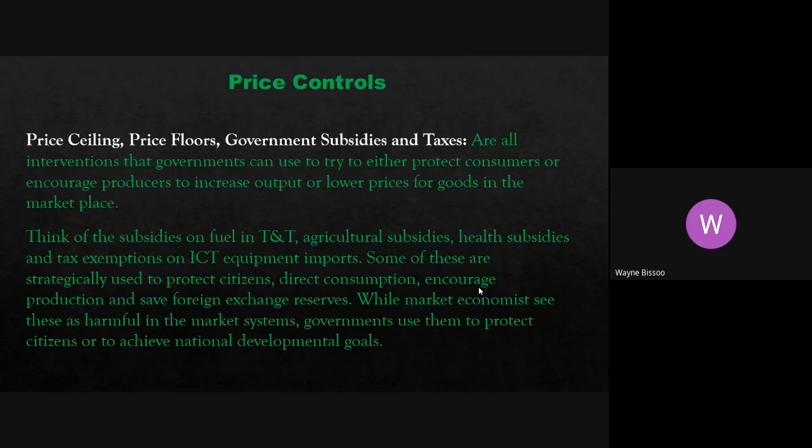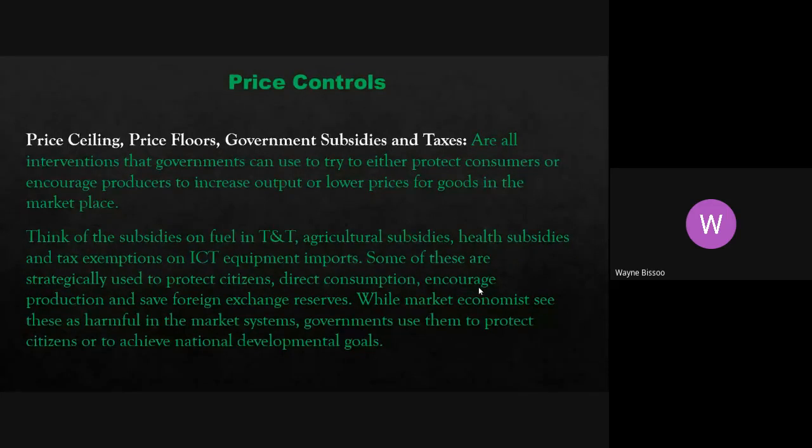And of course, one of the other things that we tend to do is also to try and save foreign exchange reserves. So they would be targeting certain types of goods with taxes to prevent people from wanting to buy them or lower the demand for them, like what they did with the foreign used cars and the new car market. And as I said, it may be because there are certain things happening in the market system that are harmful to the citizens, or they want to achieve particular national developmental goals. So there are a host of reasons that governments can use price controls.